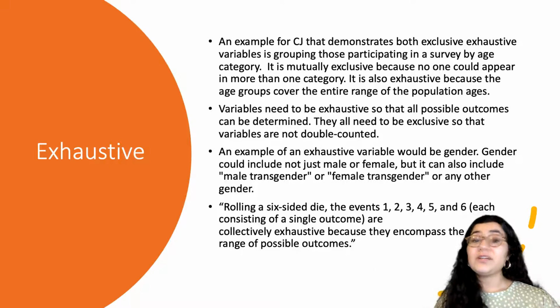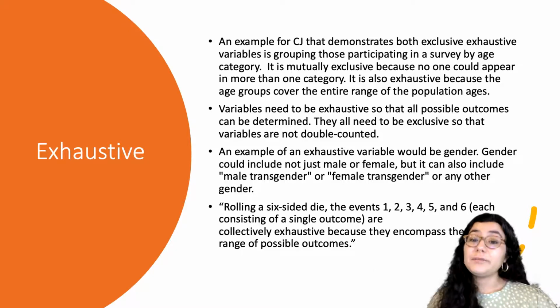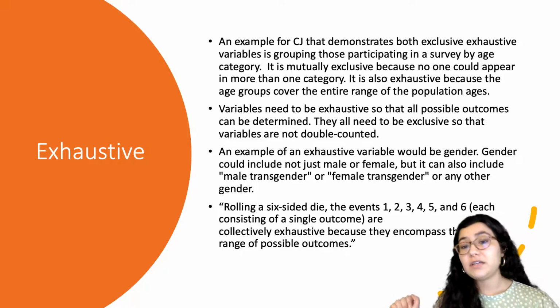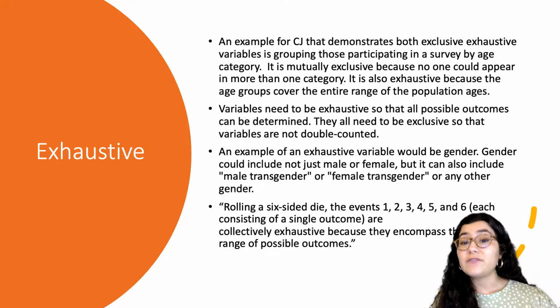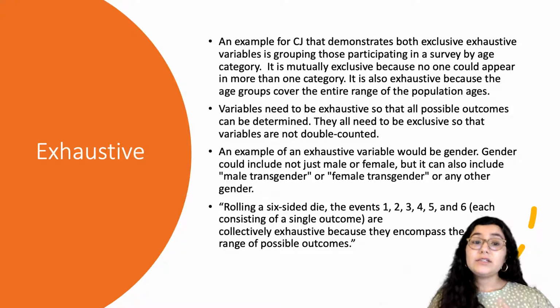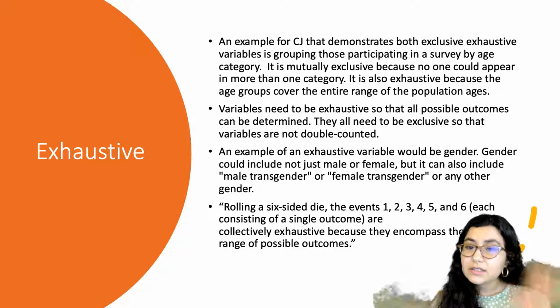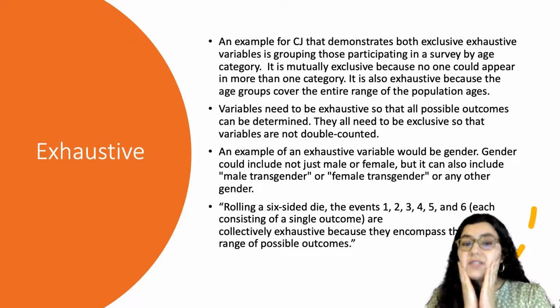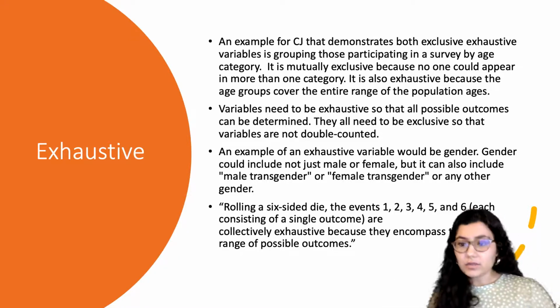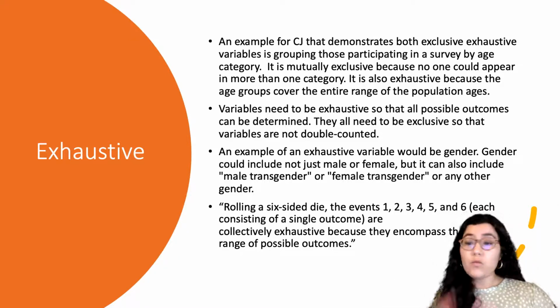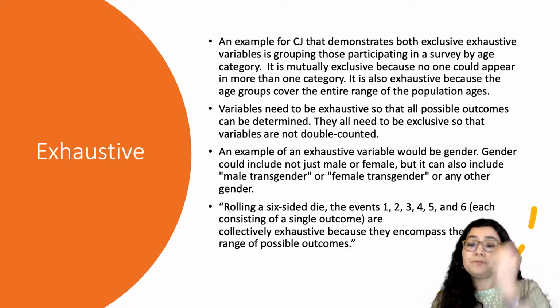So someone else provided some feedback that variables need to be exhaustive so that all possible outcomes can be determined. They all need to be exclusive so that variables are not double counted. So yes, exhaustive is ensuring that we have the full range of possibilities, and exclusive is so that nothing is double counted, so that there's not one unit of time that is covering multiple variables.